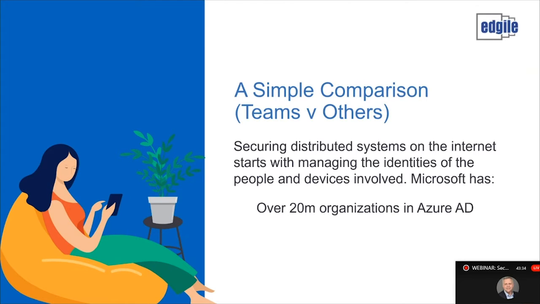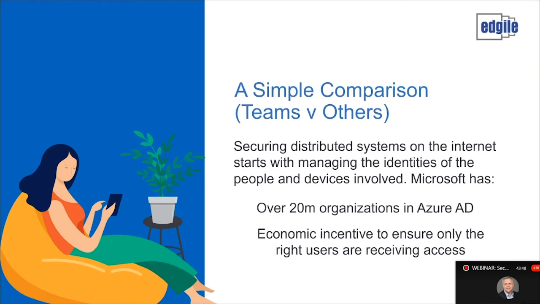All right, so the foundation, the core of this, is that securing distributed systems on the internet starts with managing identities of the people and the devices that are involved. And that's what happened with some of the other solutions out there on the market where they don't have the scale or didn't have the identity management. But with Microsoft, over 20 million organizations are in Active Directory now, Azure Active Directory, 20 million.